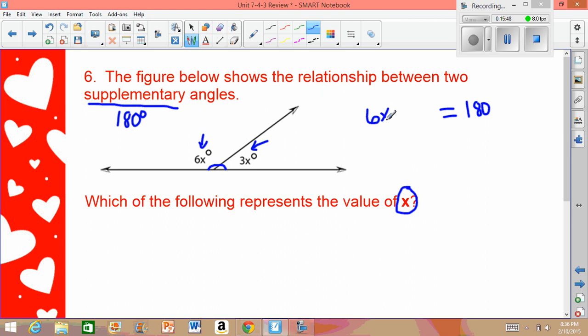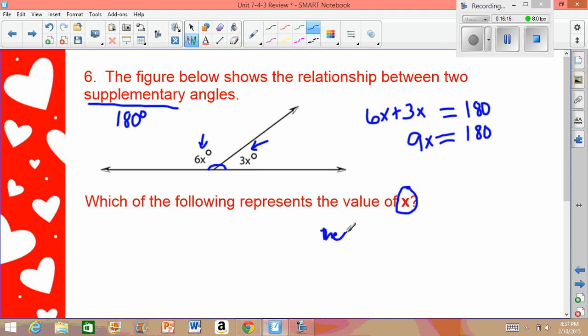So 6x plus 3x equals 180 degrees. Both of these have an x. We can combine those like terms. So that means I have a total of 9x, which is equal to 180 degrees. So we're going to use our mirror method to solve this problem. We're going to use they do, I do.